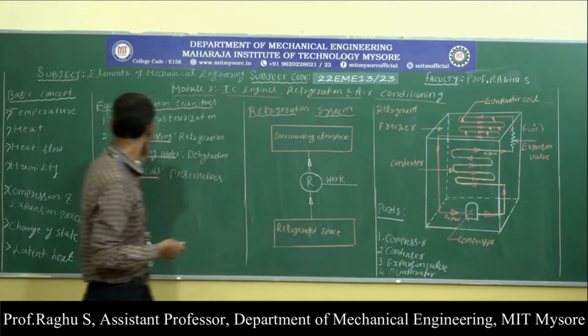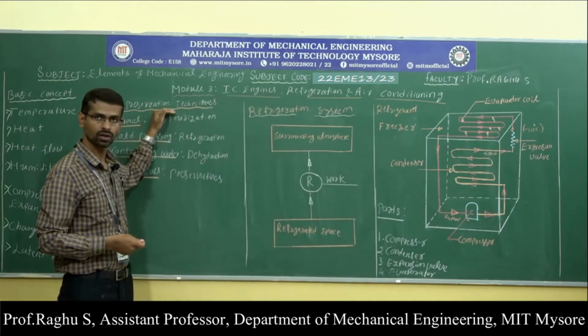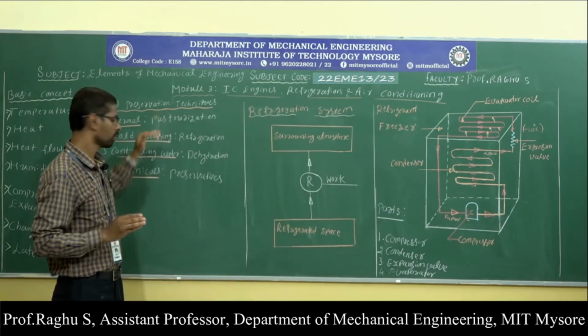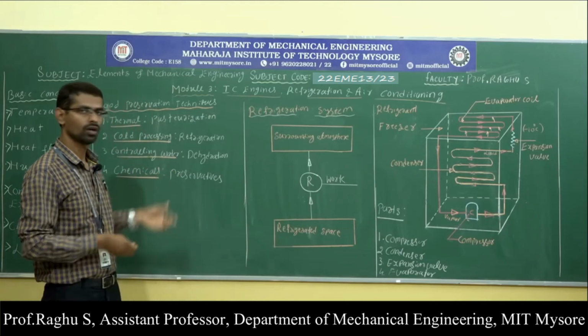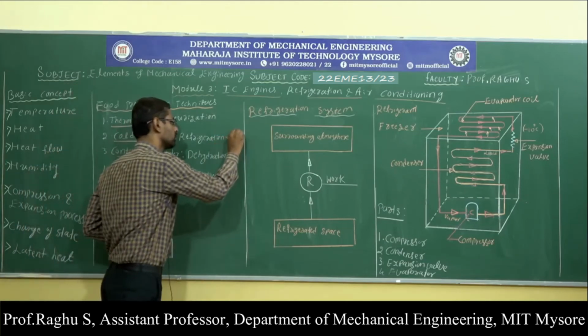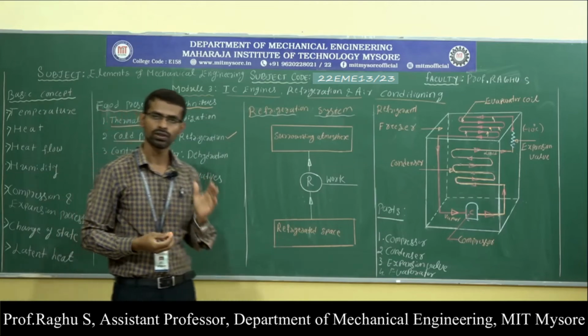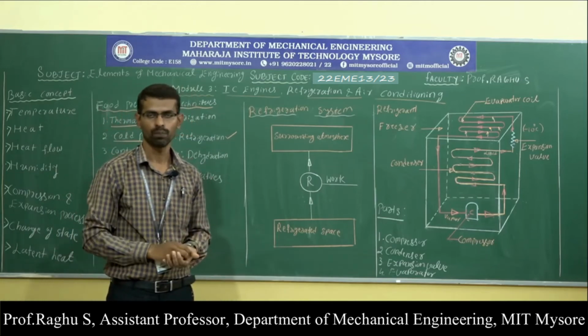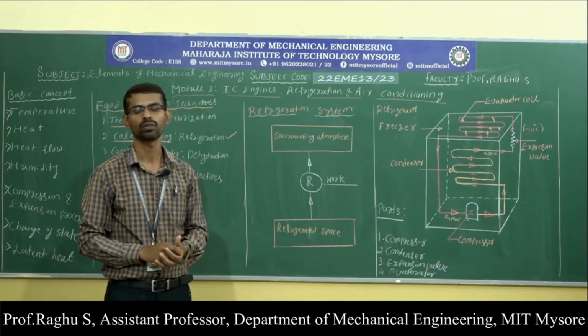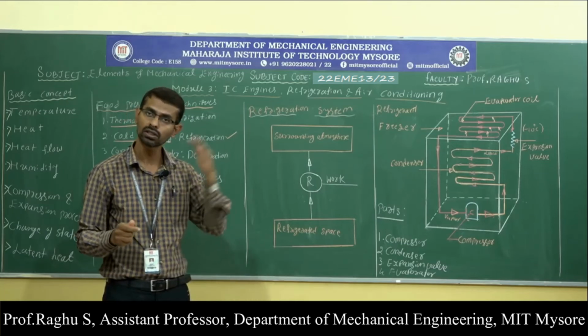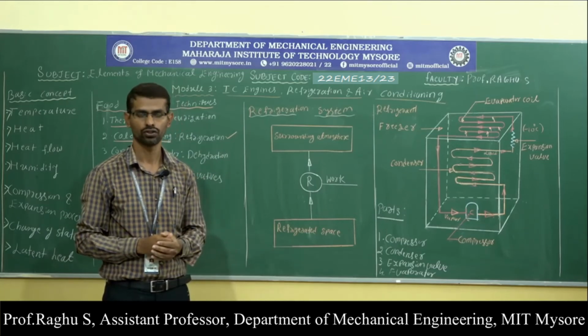So we have discussed the food preservation techniques. Here we have 4 techniques: thermal process, cold processing, controlling the water, and chemicals. The best one is the refrigeration process. Refrigeration process means reducing the temperature of system below that of surrounding temperature and maintaining that lower temperature by continuously removing the heat from the system.